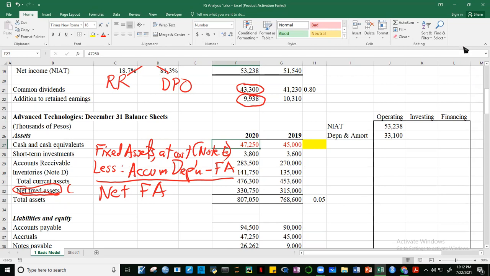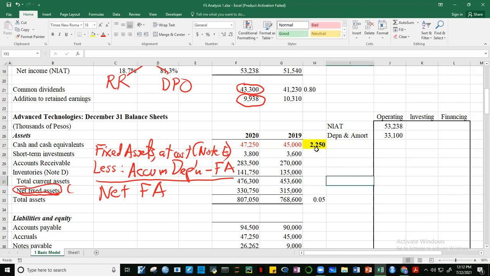Tumaas yung cash? Okay, yes. By how much did cash increase? Okay, correct, 2250. Thank you, guys. Thank you, Eva. Thank you, Mika. Thank you, Lance, for answering that. So it's equal to 47 minus 45,000, di ba? So there was an increase of cash by 2250.